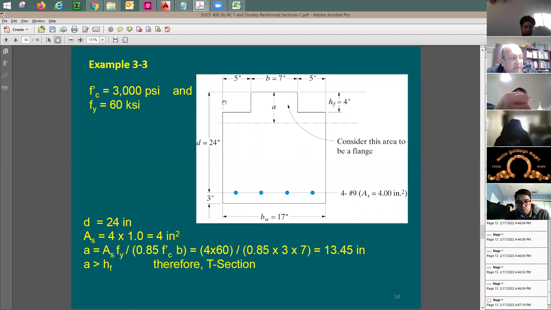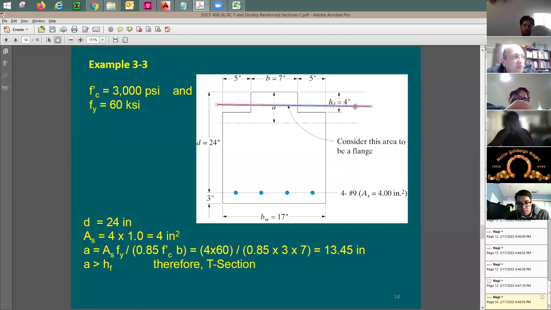I'd like to study this beam and find out the strength of it. I'm going to say, let me do here the analysis and consider it to be a rectangular section at the beginning. Let me find first the compression block depth. If the compression block depth happened to be within the 4 inches, I'm going to call it a rectangular section. And the width I'm going to be using in my analysis is going to be this 7 inches, not the 17 inch. If after the analysis, compression block depth A happened to be beyond that, it means it's going to be a T section when it comes to analysis.